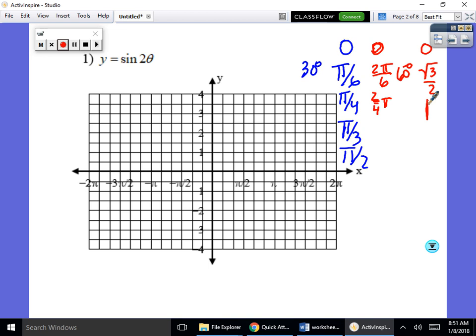Yeah. Okay? So pi over 3 becomes 2 over 3 pi, which ends up being 60 times 2, which is 120, which is also a 60-degree angle. So that brings us back to the square root of 3 over 2. And this last one's going to be what? Remember, it's symmetrical. It's going to be 0. So now I have beautiful points that I can plot.